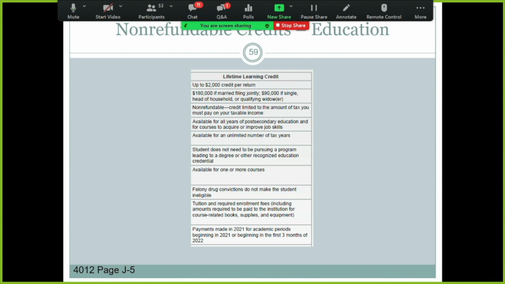So, you can see that the Lifetime Learning Credit is less restrictive than the American Opportunity Credit, but the American Opportunity Credit is the most advantageous one.